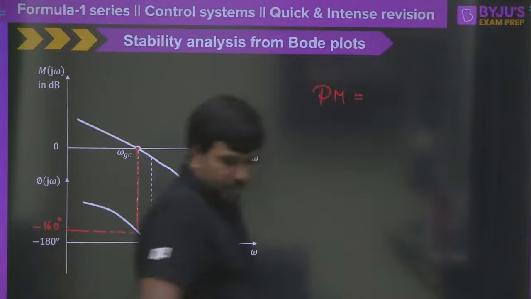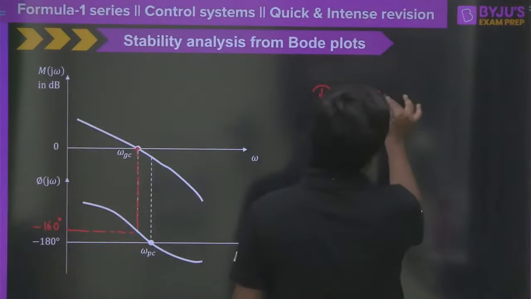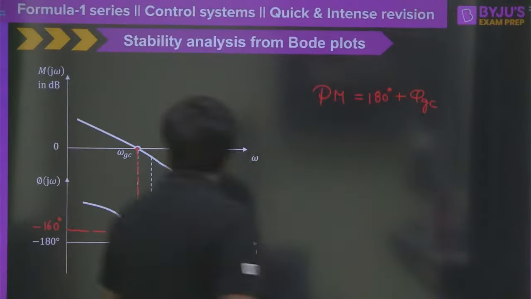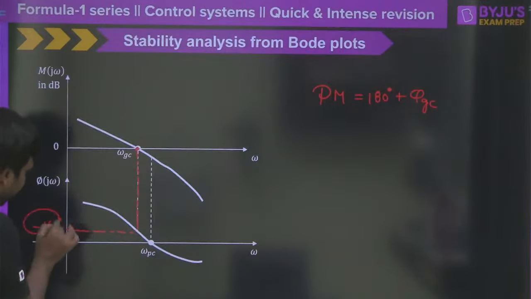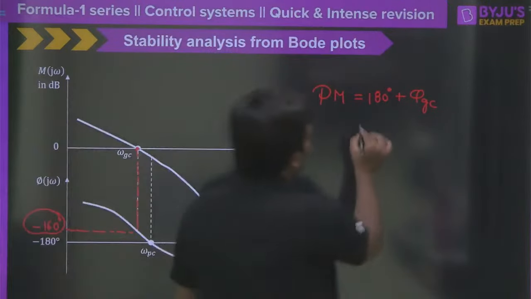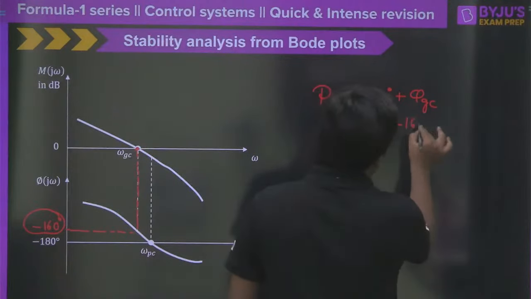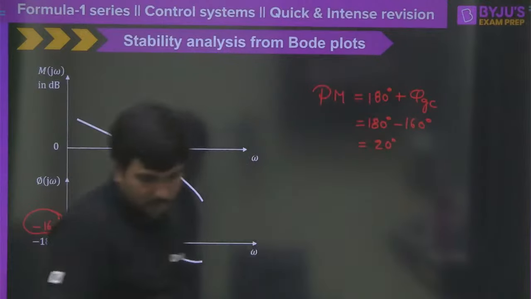Phase margin is 180 degrees, as I was saying, plus phi GC. That means the phase at gain crossover frequency. What is the phase at gain crossover frequency here? That is minus 160 degrees. Correct? So I could say this as 180 degrees minus 160 degrees. Obviously, this will be equal to 20 degrees here. Clear?